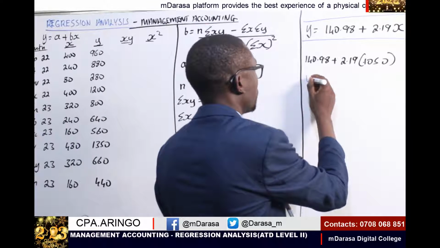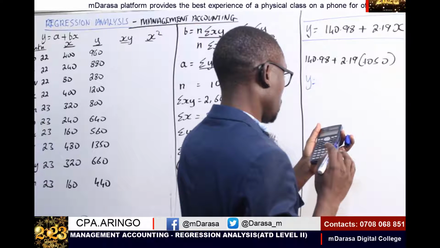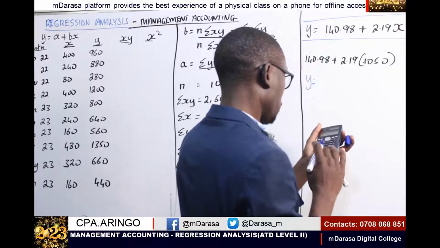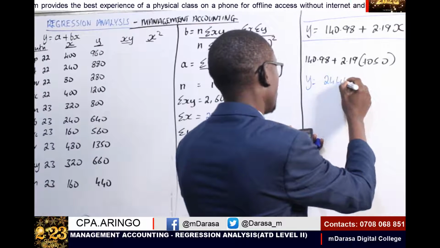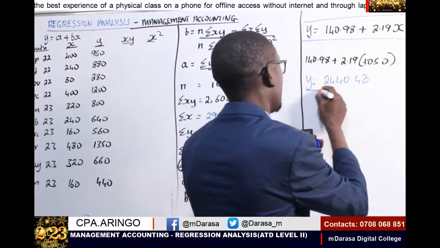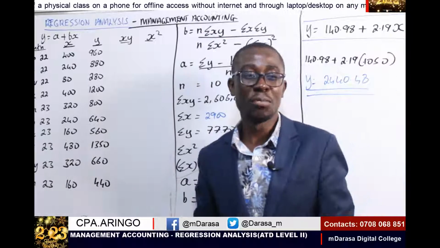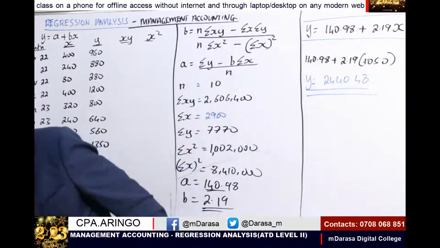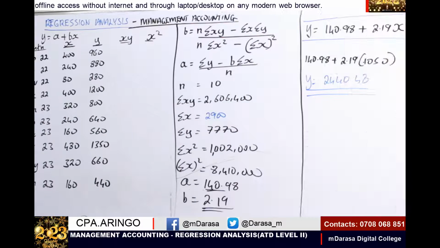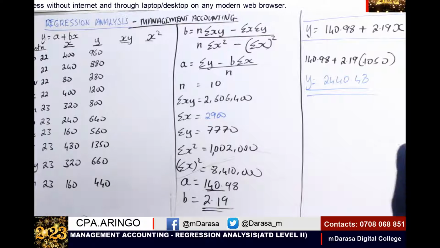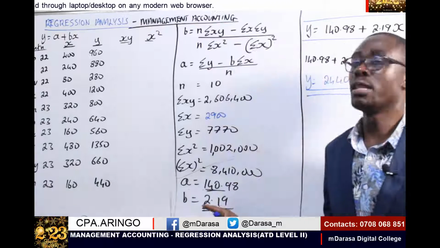My y here, I should be having 2.19 times 1050 plus 140.98. So I'm getting 2440.48. And basically, that is what the examiner wanted us to do in that question. So I believe today you've learned a very simple shortcut. Using your calculator, you can work out regression analysis very easily and earn the total marks, so long as your presentation is presented in this manner.